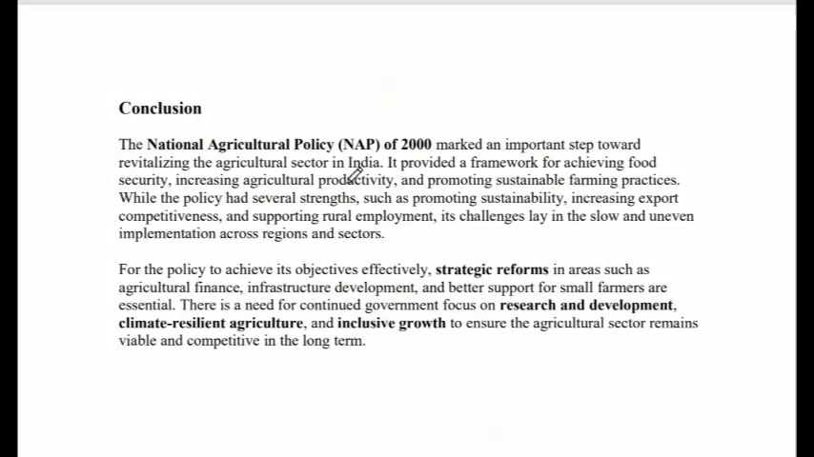To conclude, the National Agricultural Policy of 2000 marked an important step toward revitalizing the agricultural sector in India. It provided a framework for achieving food security, increasing agricultural productivity, and promoting sustainable farming practices. While the policy had several strengths such as promoting sustainability, increasing export competitiveness, and supporting rural employment, its challenges lay in slow and uneven implementation across regions and sectors.